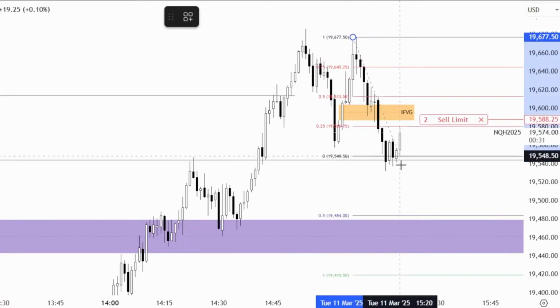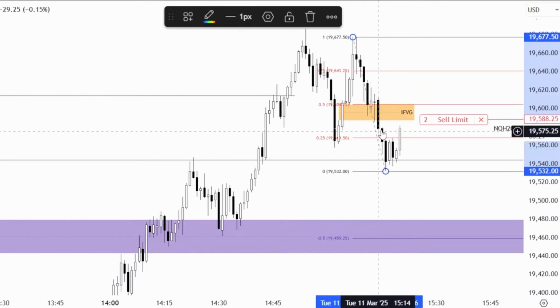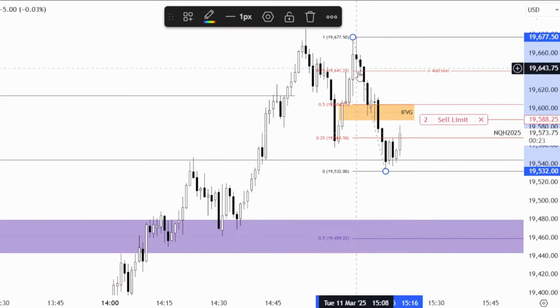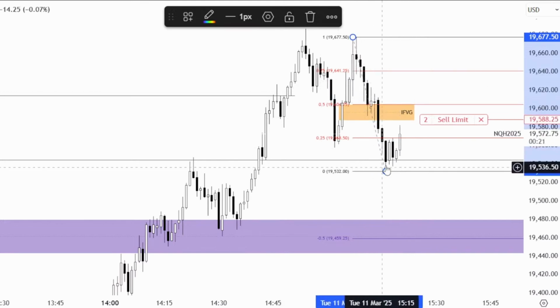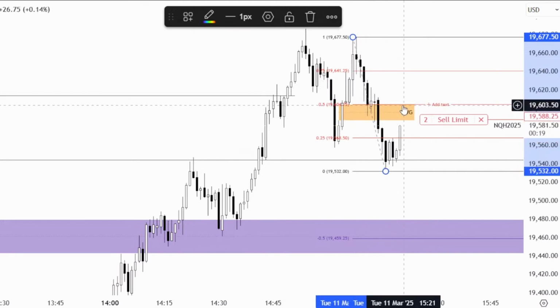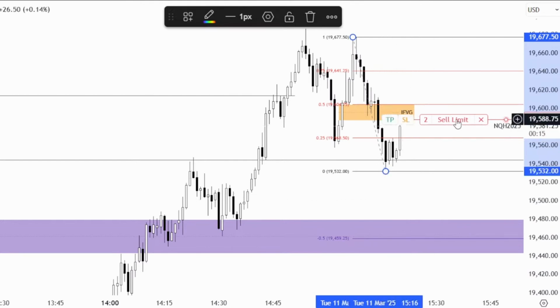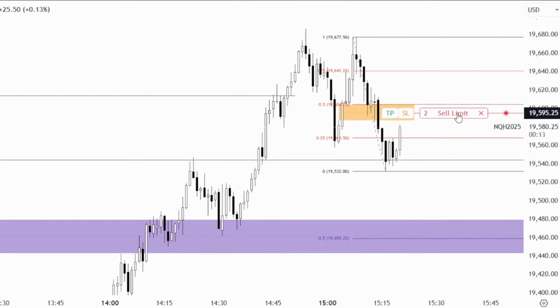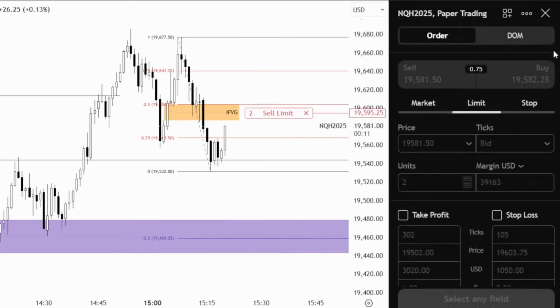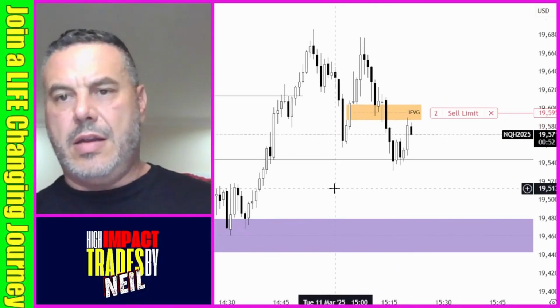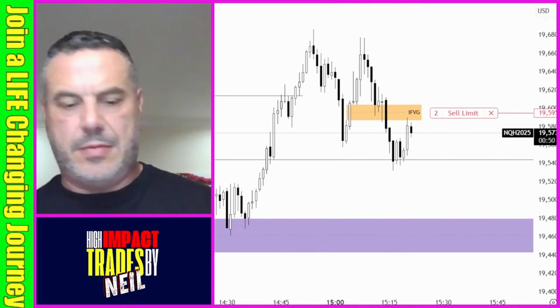If you want to mark this out, see this fair value gap. You could actually see price spike just above that. There's no gaps here, so maybe we'll go right to the top of this IFVG and then drop. So maybe I can push this higher to get a bit more value here. And now it's just a matter of sit and wait.